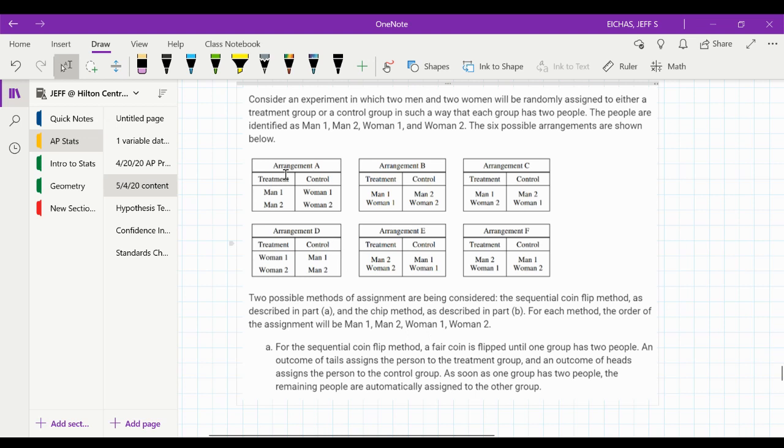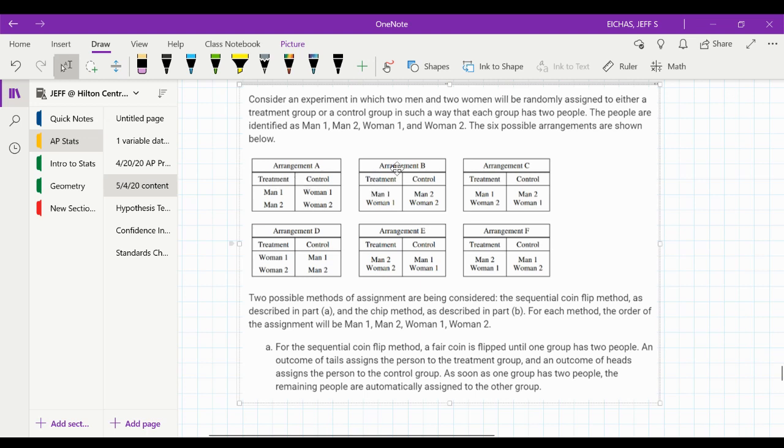For this, it looks like if you get arrangement A, the first flip was a tail because man 1 is in treatment. Now, man 2 gets the second flip. That looks like that person for arrangement A was also tail. And then they wanted to make sure that they just assigned the remaining people into groups. As soon as those two were assigned, they just put the women into the control group.